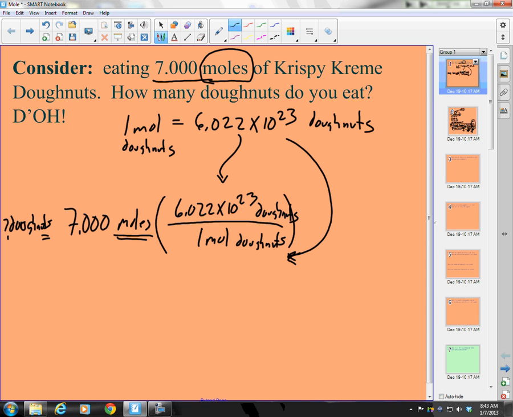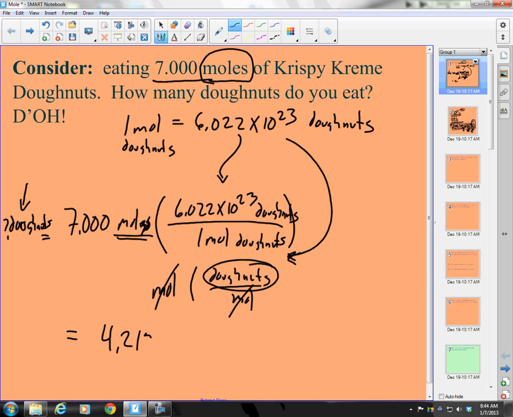Good. Now, if I just look at my units, I have 7 moles times donuts over moles, right? Good. So what happens to my moles? My moles cancel and I'm left with donuts. So that's what I'm looking for. I'm looking for donuts. So I take 7.000 times 6.022 times 10 to the 23rd, and I get 4.2154 times 10 to the 24th.